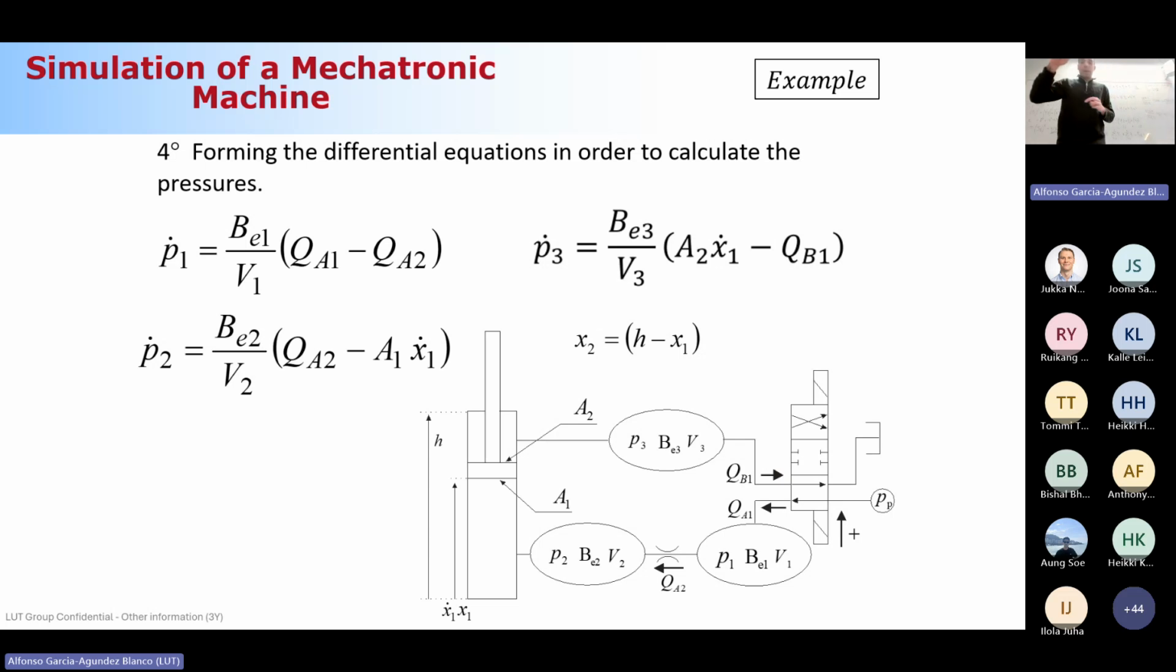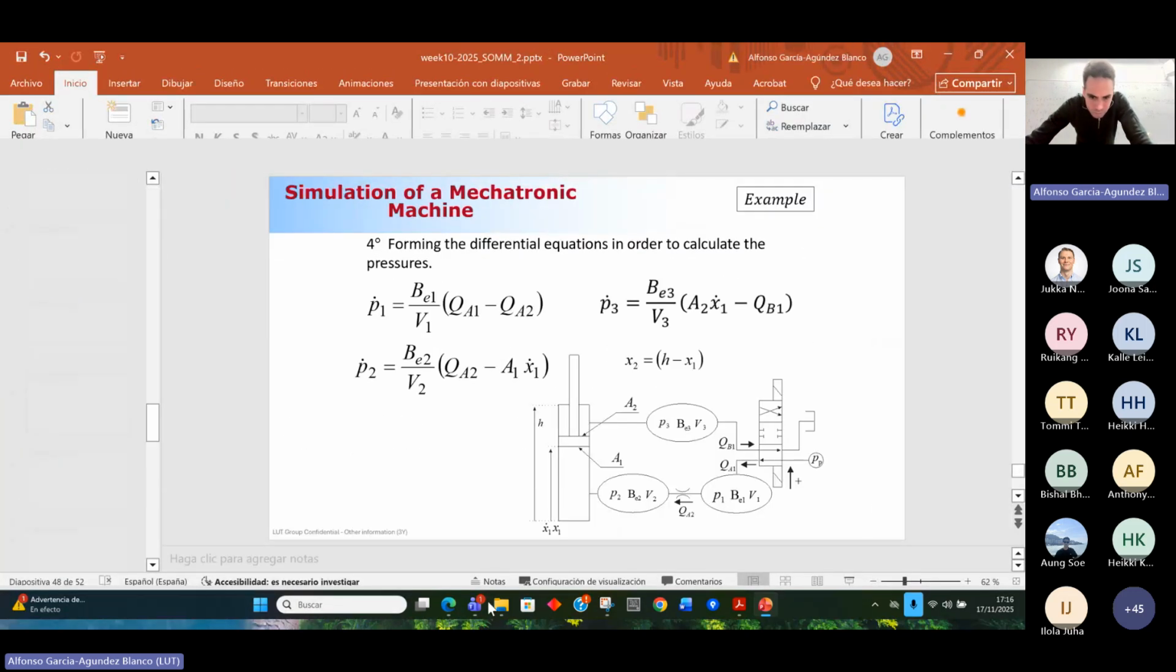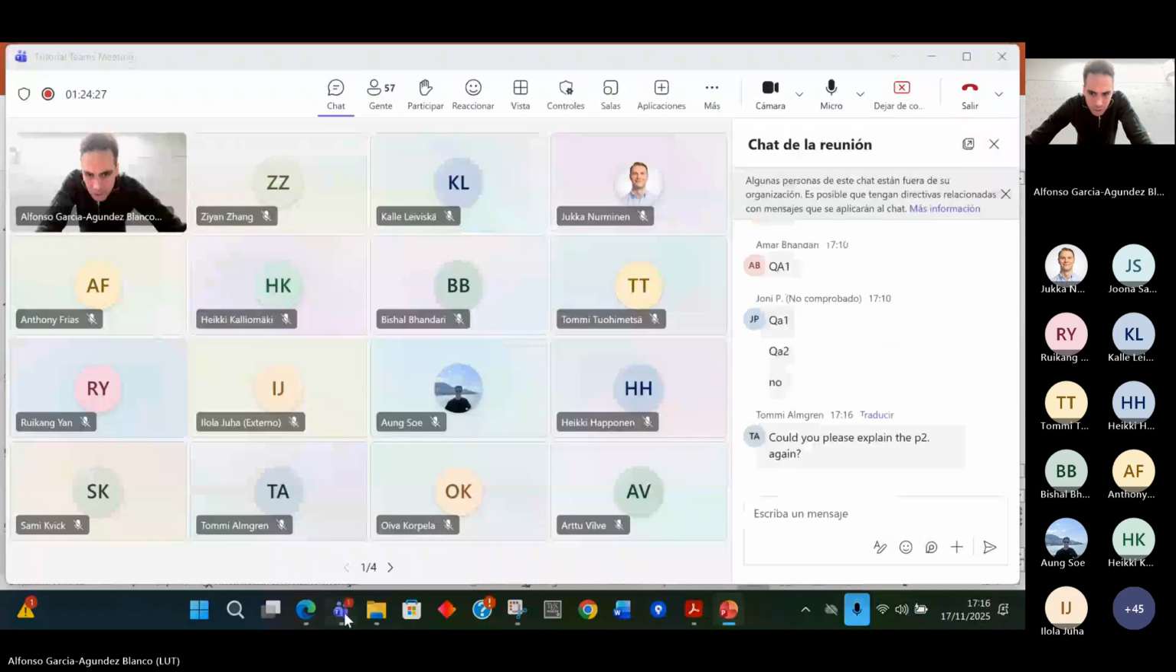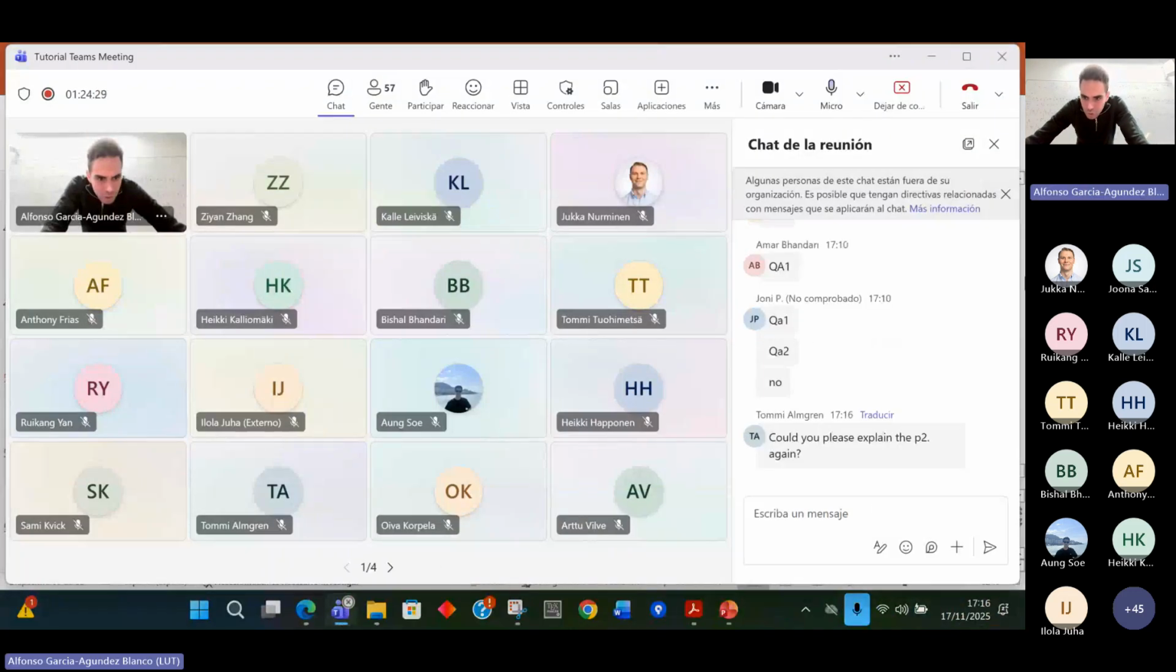It comes from the term minus. Could you please explain the P2 again? I will do it right now. But do you understand the different sign here and here? It comes because of this relation, okay? Because x2 is equal to h minus x1, okay? Clear? Yes? There was a question about P2. I read it correctly. Could you please explain the P2 again?